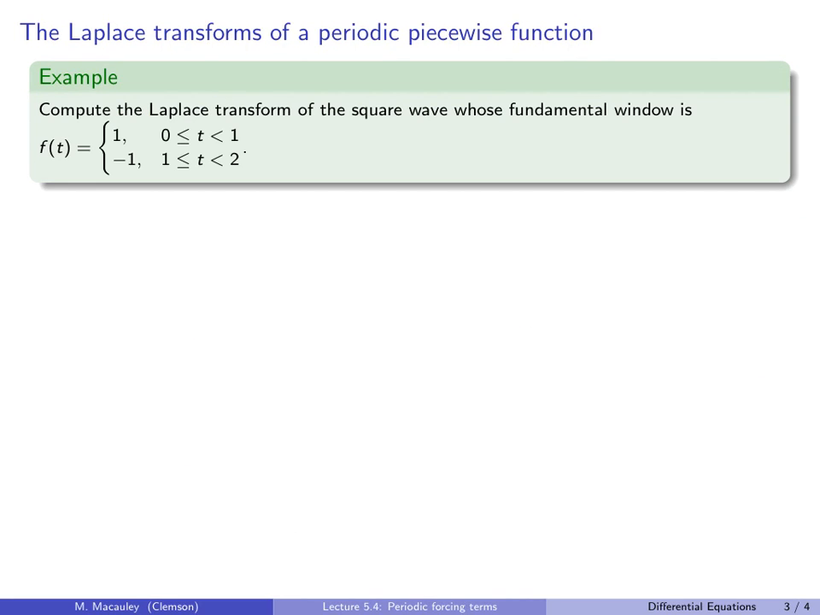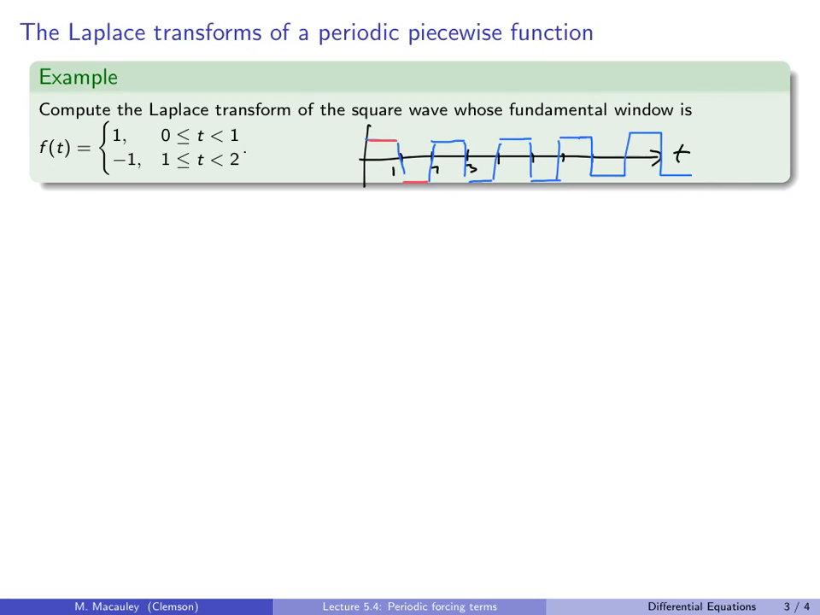Let's do an example. Let's compute the Laplace transform of a square wave whose fundamental window is this here. Let's sketch what this would look like. Here's the t-axis. Let me mark off integer points, so that this is 1, this is 2, this is 3, etc. The square wave is going to have, let me do it in red first, here's the fundamental window. And then when we repeat it, it's going to look like this. If you want to, you can draw these vertical lines. It's this square wave, and it just repeats like that.